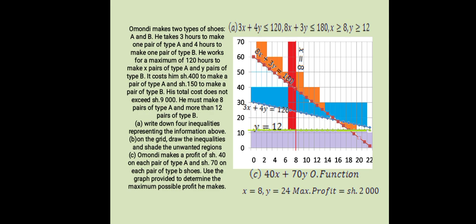A. Write down 4 inequalities representing the above information. B. On the grid, draw the inequalities and shade the unwanted regions. C. Omondi makes a profit of 40 shillings on each pair of type A and 70 shillings on each pair of type B shoes. Use the graph provided to determine the maximum possible profit he makes.